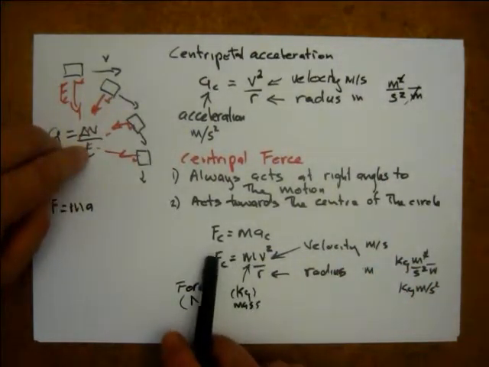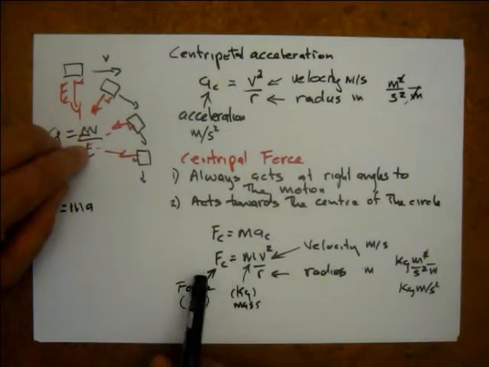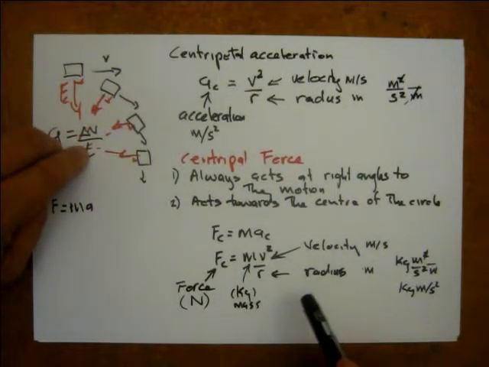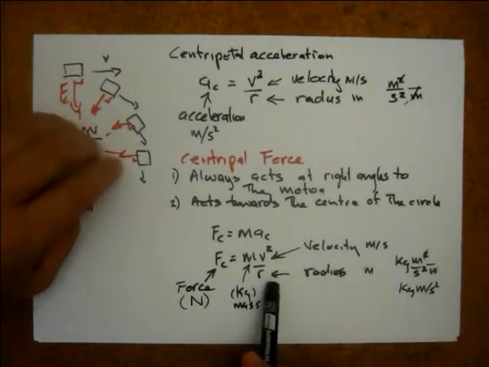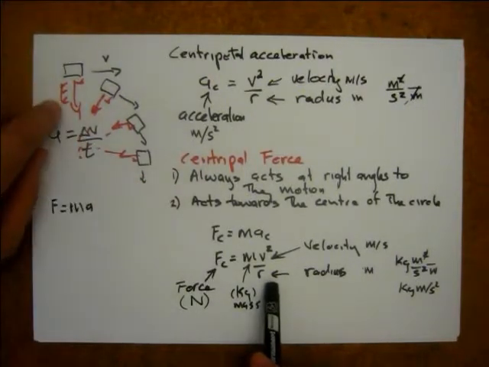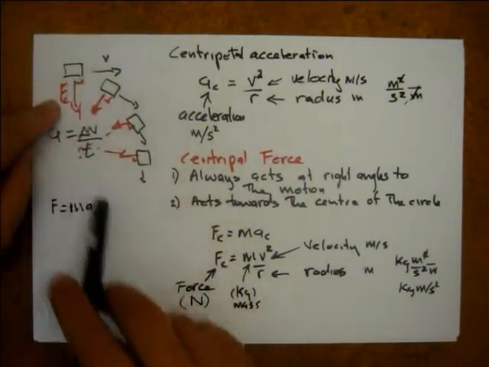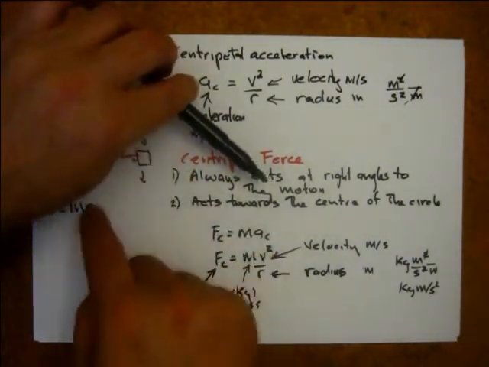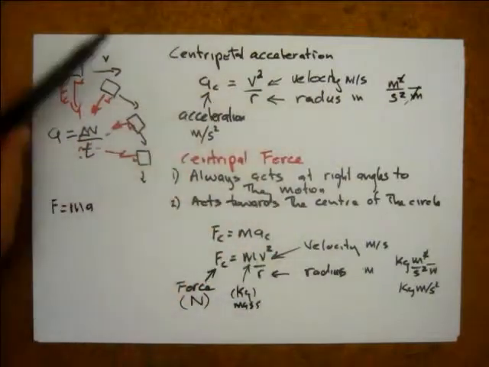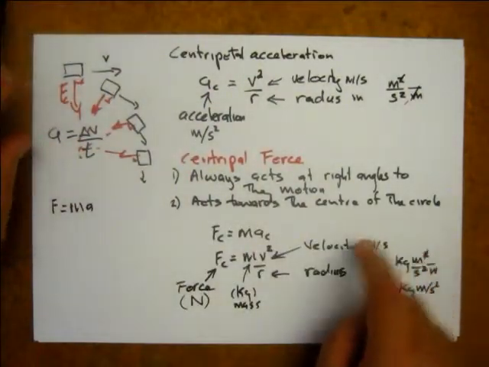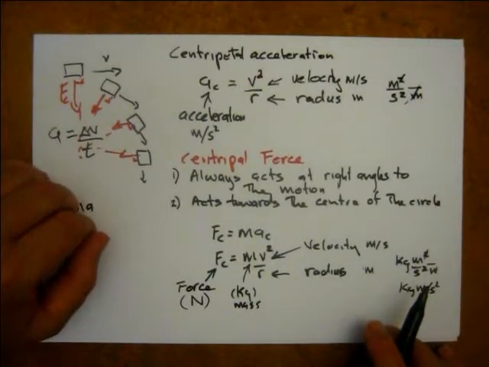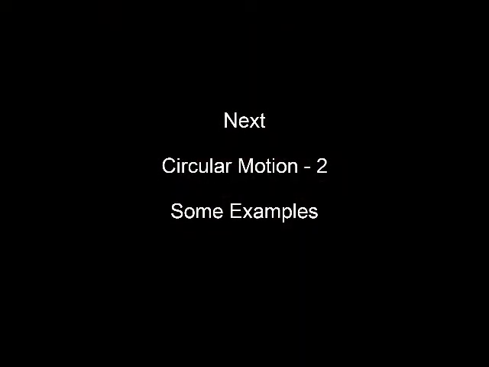From Newton's second law, force centripetal equals mass times acceleration centripetal, which is equal to mass times the velocity squared over the radius. And the other two things: the force always acts at right angles to the motion, and that's what actually makes it go round in a circle, because the force is always making it go that way. And the force acts towards the centre of the circle. So let's go and do a couple of examples. See you shortly.